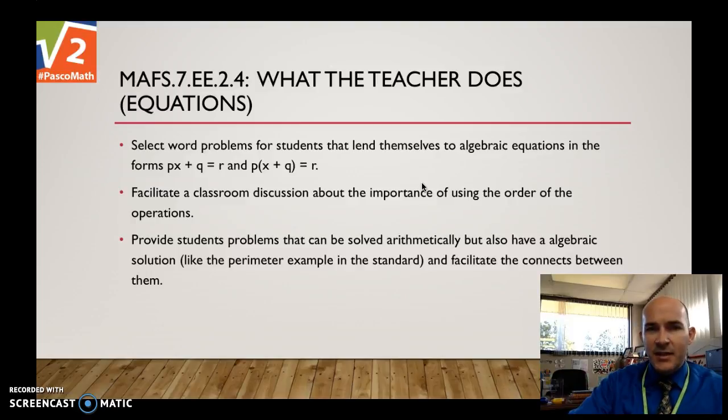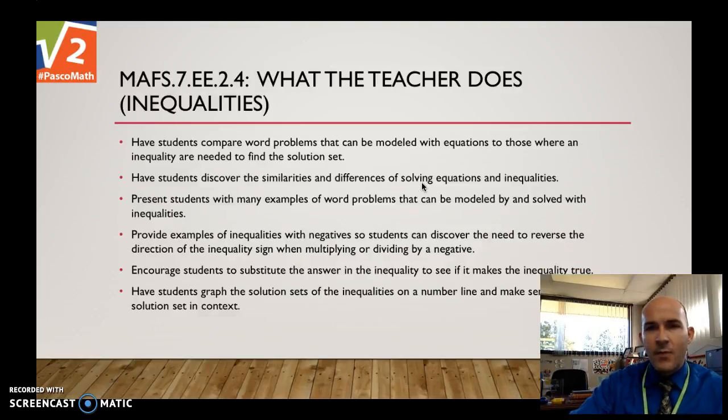Facilitate a classroom discussion about the importance of using the order of operations. And provide students problems that can be solved arithmetically but also algebraically, like that perimeter problem in the standard, and facilitate those connections between them. On the inequality side of the standard, again, have them compare those word problems that can be modeled with equations to those with inequalities that are needed to find the solution set, and have them discover those similarities and differences for solving equations and inequalities.